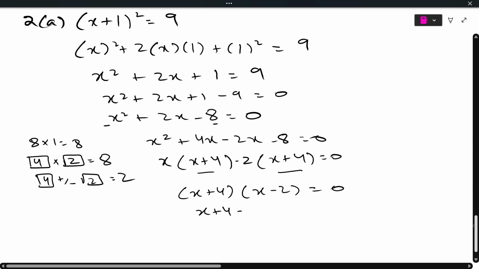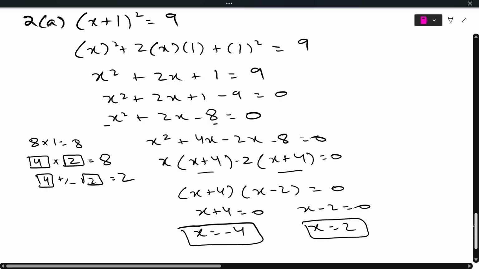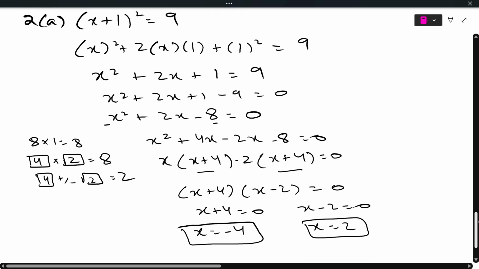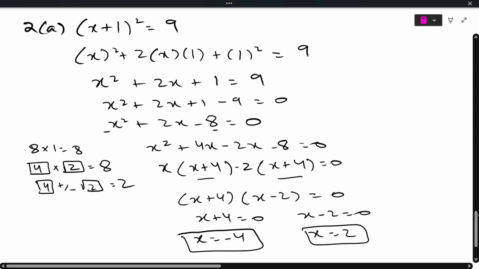Then x plus 4 is equals to 0, x minus 2 is equals to 0. x is equals to 2, that's my first solution. And x is equals to minus 4, that is my second solution. x equals to minus 4 and x equals to 2. So this is the entire solution of question number 2 part A on the screen.